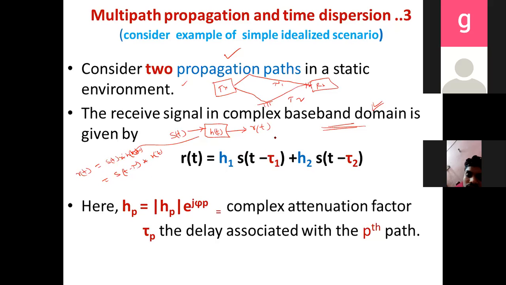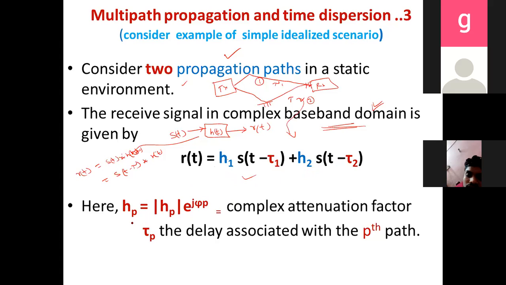Because I have received one signal with delay tau 1, and another signal with time of arrival tau 2, the received signal is nothing but the summation of both signals. The input signal, delayed by tau 1, is convolved with the impulse response h1, added to the second path, delayed by tau 2, convolved with the channel response h2. There can be n number of multiple paths.